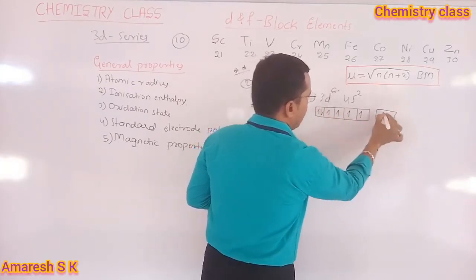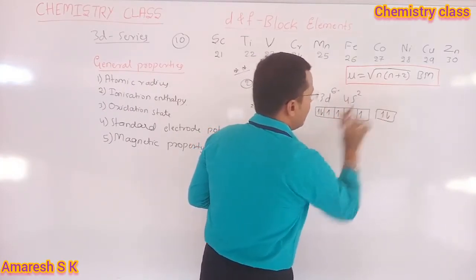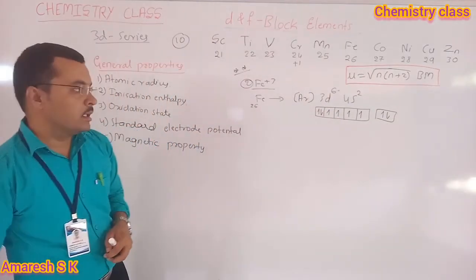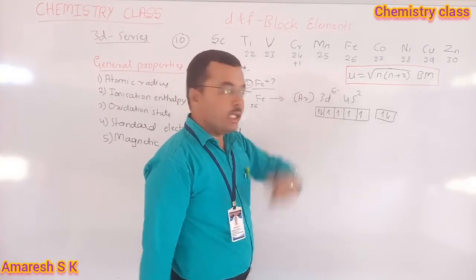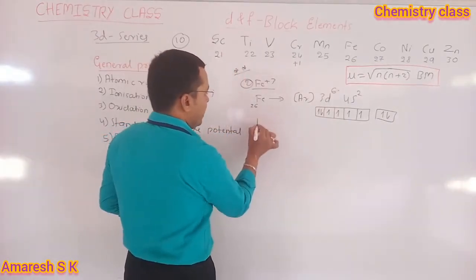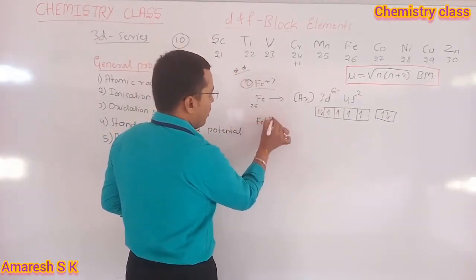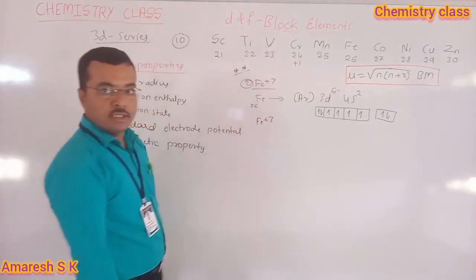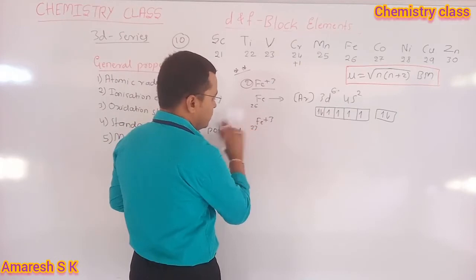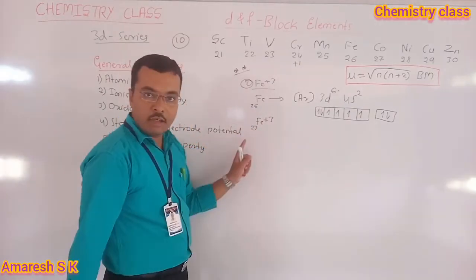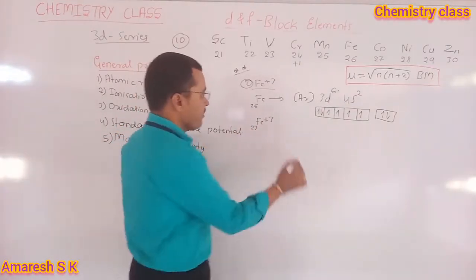Next, 6 electrons in 3d and 4s2 in the atomic orbital. This is the electronic configuration of iron in the ground state. Next, if the iron undergoes oxidation to Fe plus 3, at that time 3 electrons will be lost. At that time the atomic number becomes 23.